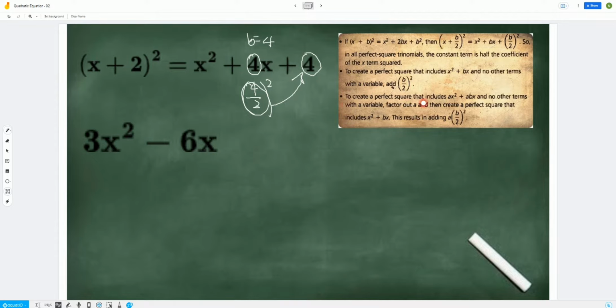To create a perfect square that includes ax squared plus bx and no other terms with the variable, factor out a, and then create a perfect square that includes x squared plus bx.